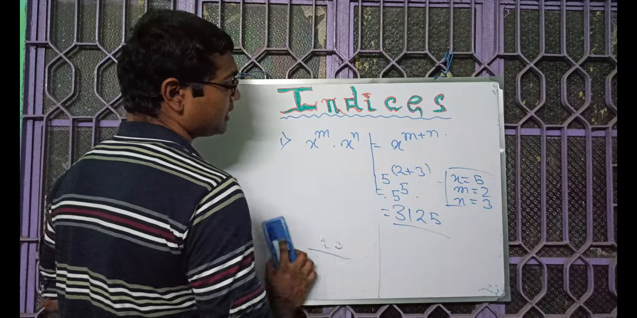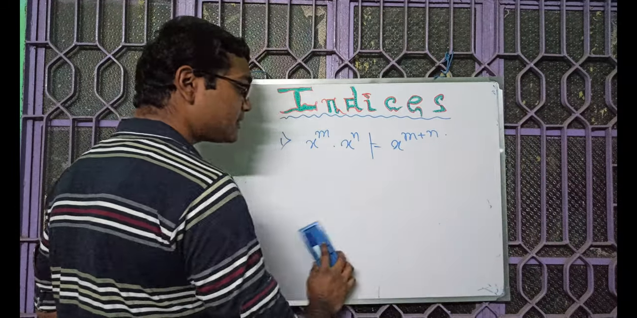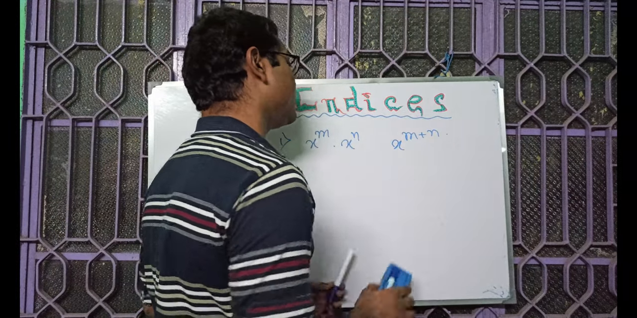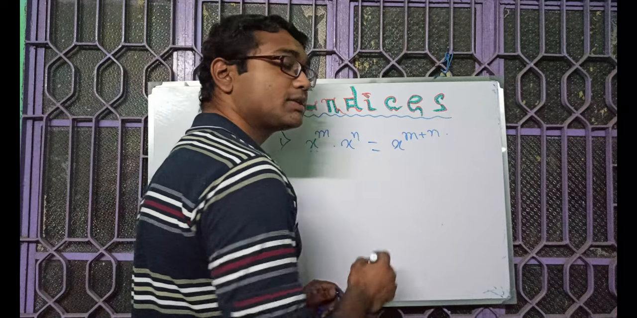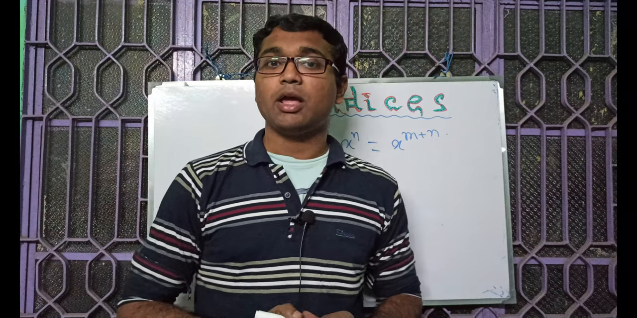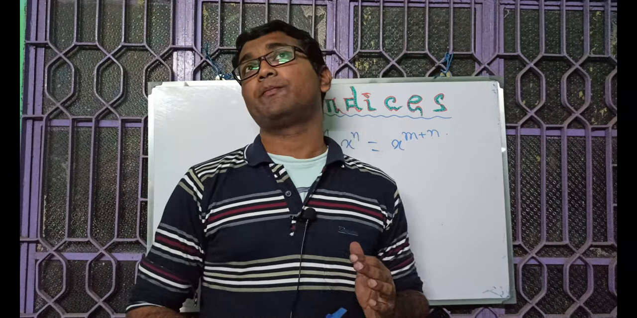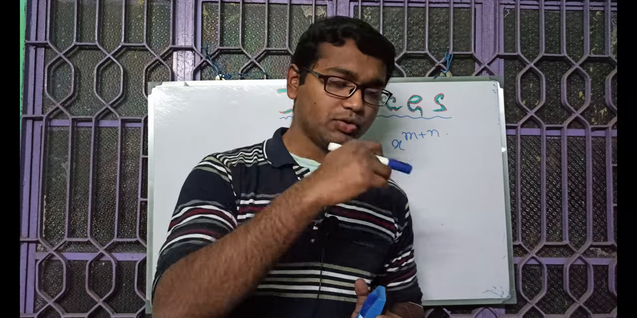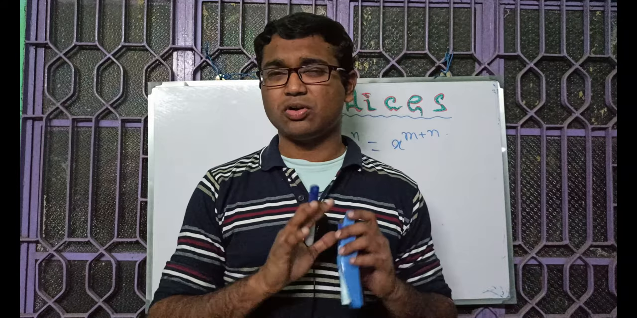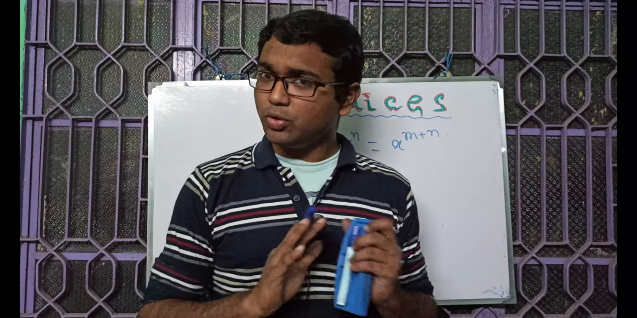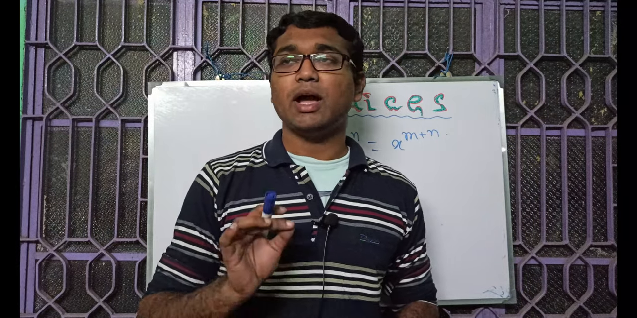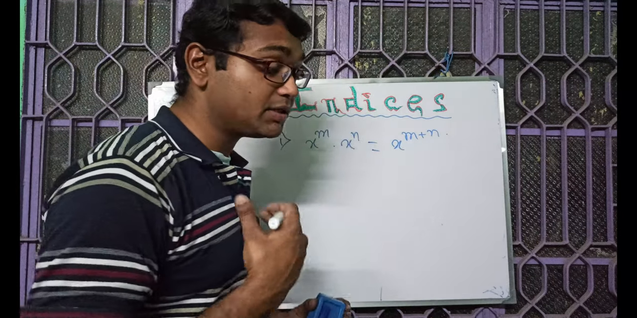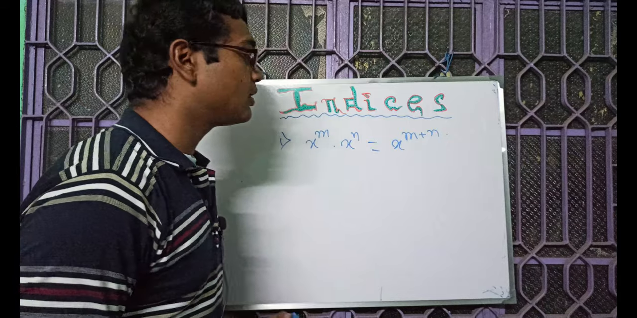So this was the first very basic rule of index, and for the next rules that I will write here, I would suggest you somehow check them. You can use a calculator, but I would not suggest that because you guys are too young to use a calculator. You should do it on your own. Sometimes mental math helps you in a lot of things.